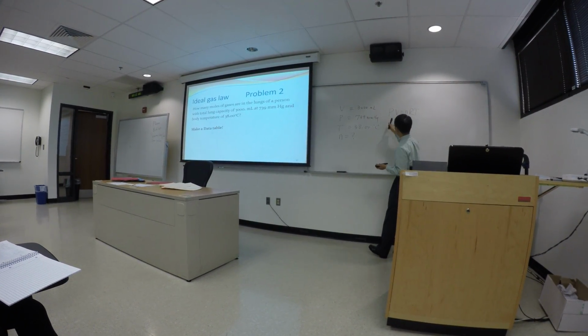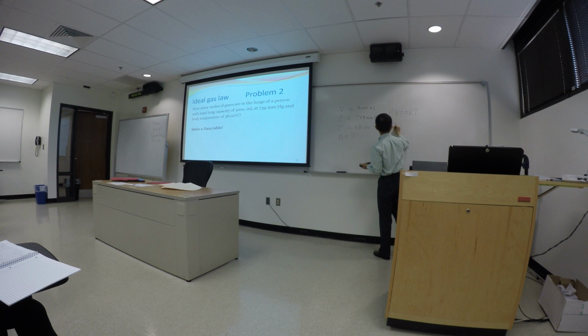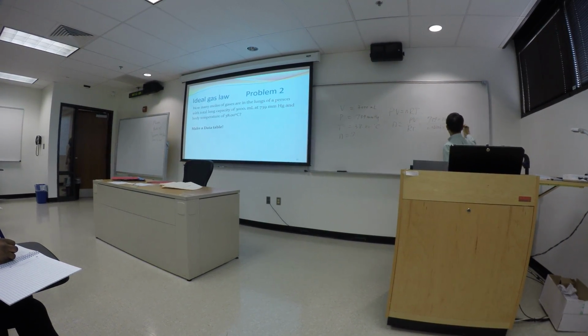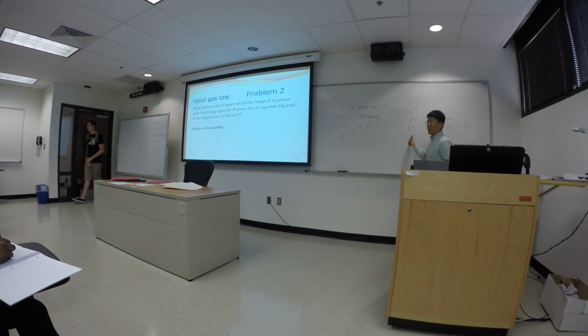In this case, P is given, V is given, temperature is given. This is the n, the unknown that we're trying to figure out. So n equals PV over RT. So in this case, we do 739 times 3,000 and 0.08206 times 38. Right? R is involved in this equation.